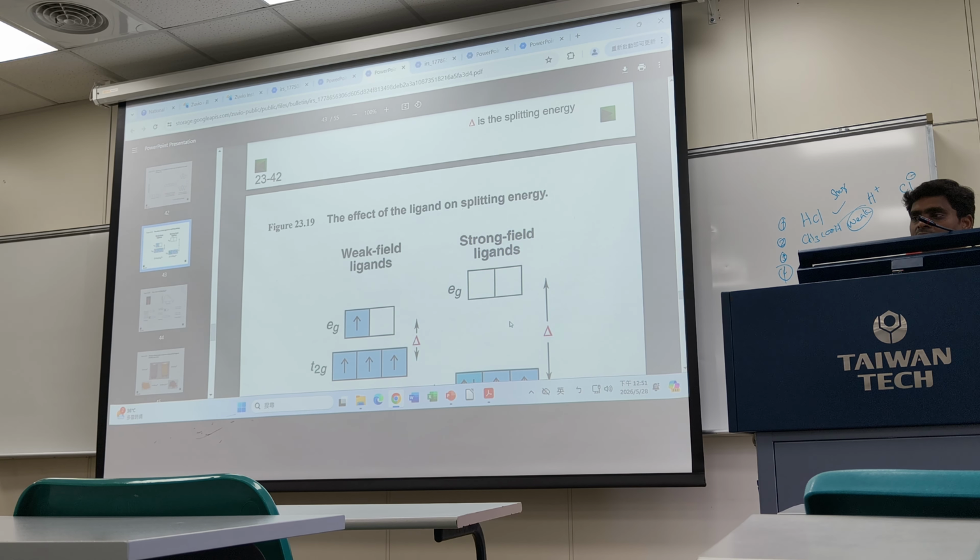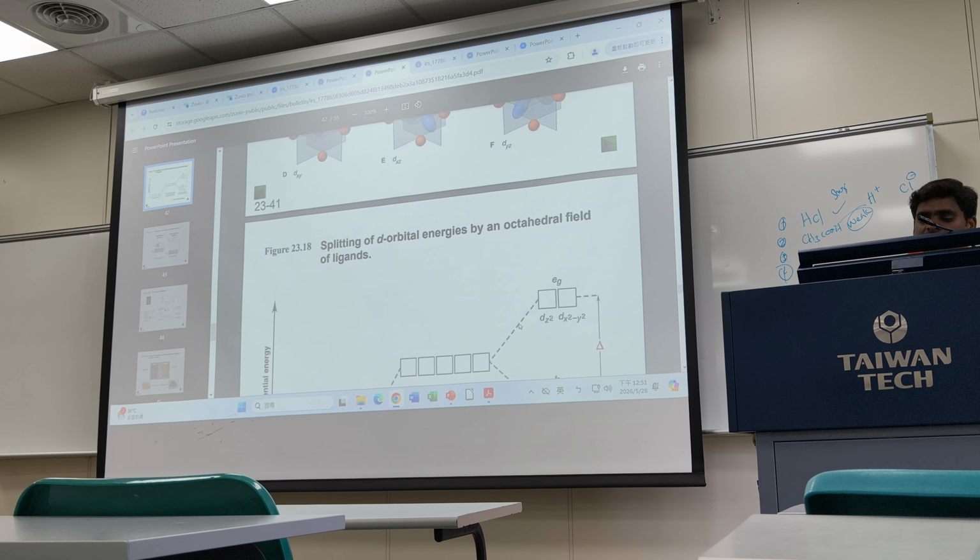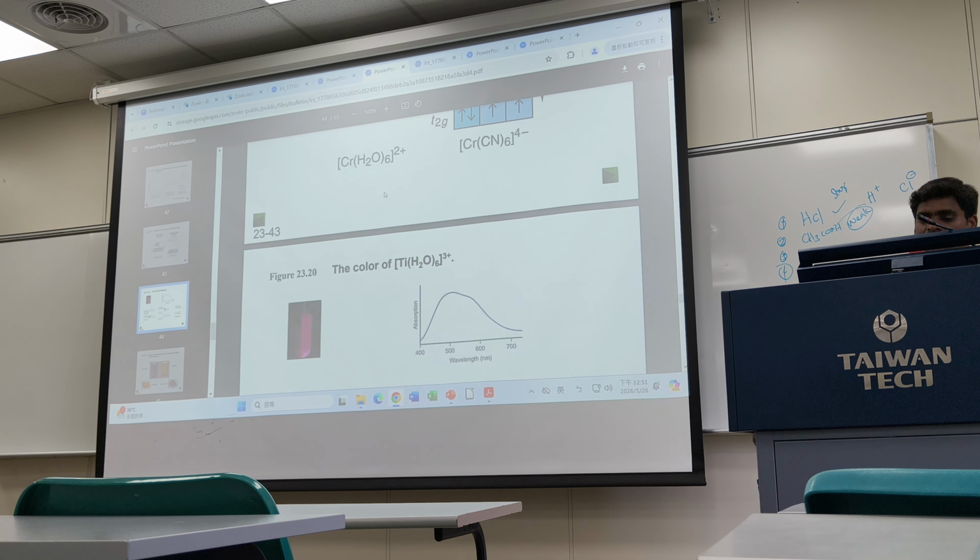I can keep some ligand, for example like water, right? Similarly, I can keep some other ligand. You can use the ligand, how much the splitting energy delta will be. You have to write your own. For example, why the splitting energy, where does it come from? That comes from the spectrochemical series. The spectrochemical series and the splitting energy are more important.